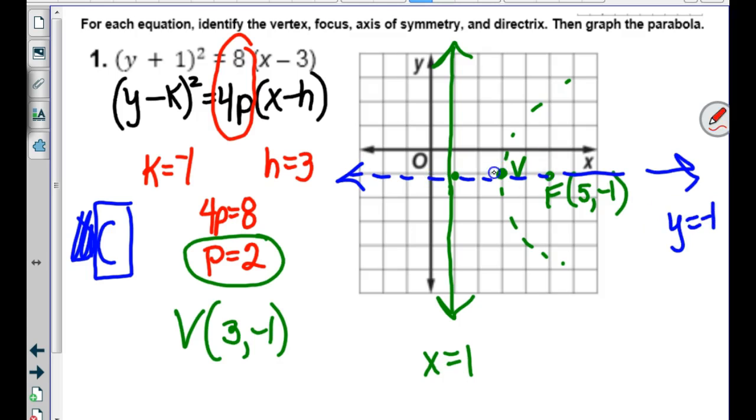Okay, so the actual parabola, guys, does not touch the focus. It goes through the vertex, and this is the hard part. If we want to be accurate with graphing that, we really need another point.